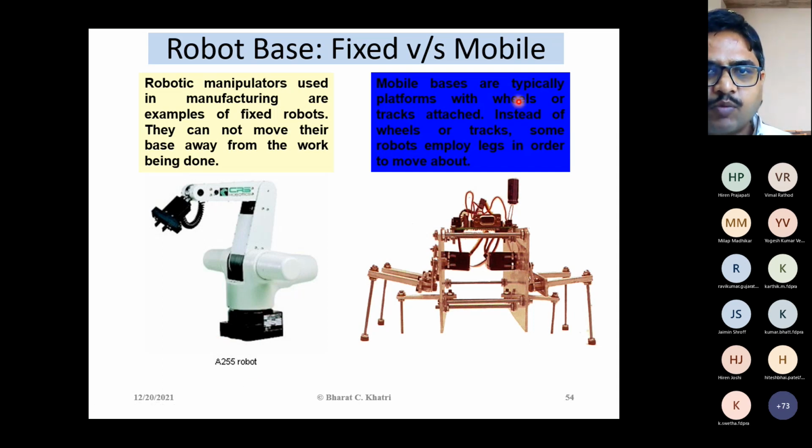The second type is the mobile robot. That has wheels at the base, like a truck. They use the wheels or the legs to move from one place to another place. So these are the two types of robot, either fixed base or mobile base. You can choose based on the structure, and based on the application also, you can select a particular type of robot.